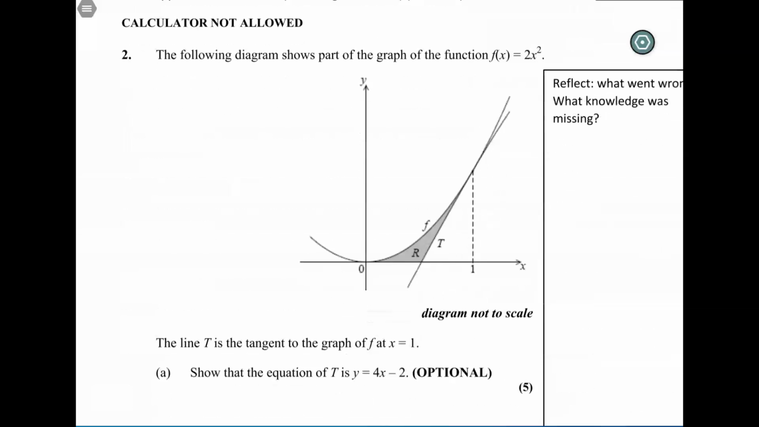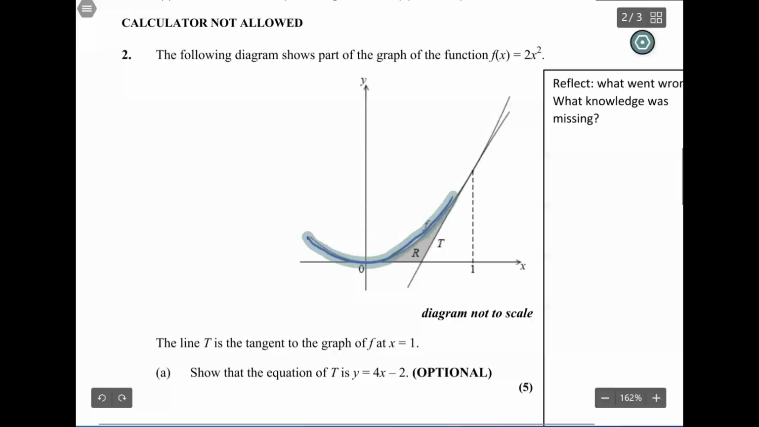Okay, the following diagram shows part of a graph of a function, f of x equals 2x squared. Of course, they're talking about this curved part, not about this straight part. Okay? The line t is the tangent to the graph of f at x equals 1. Okay, so this line here is a tangent line, only touches the parabola at one point.